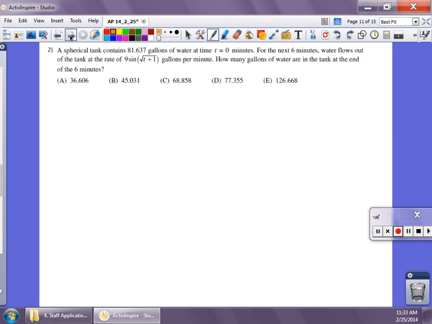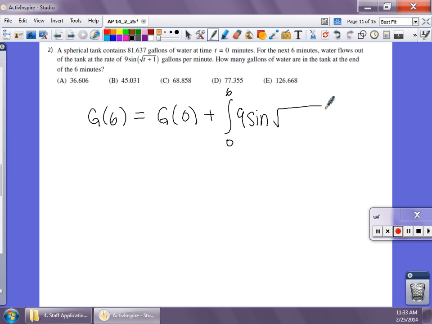So then I gave you this guy. This one you just had to make sure you're subtracting. Most people will get it wrong because you don't notice that you're going and losing. So let me just at least write the notation with a little bit of time. It's asking you for gallons at 6, which would be equal to the gallons at 0 plus the integral from 0 to 6 of 9 sine of root of t plus 1. So that should get you the right answer.